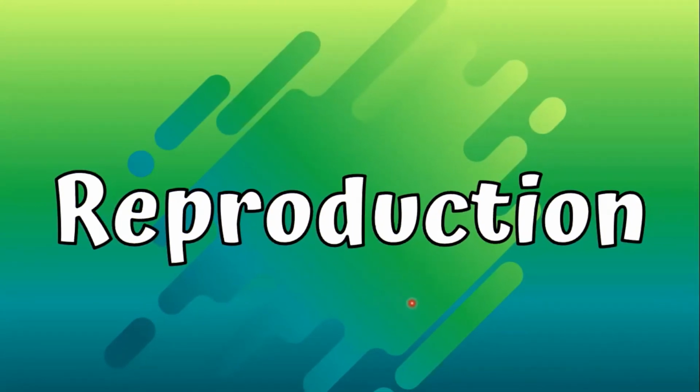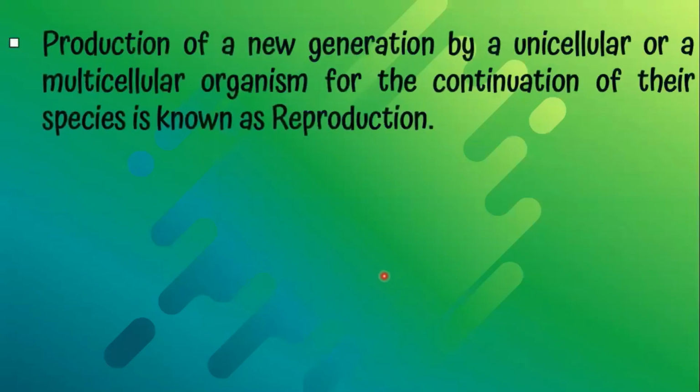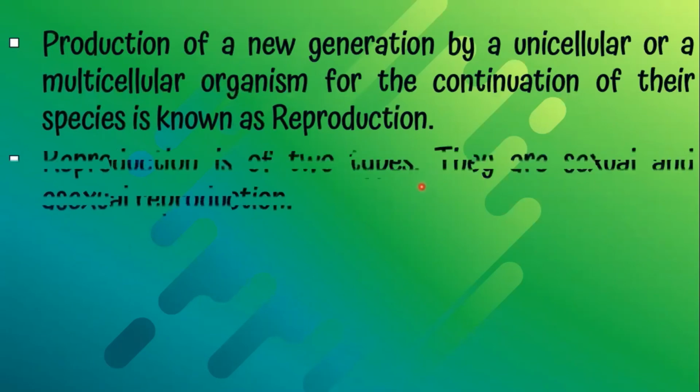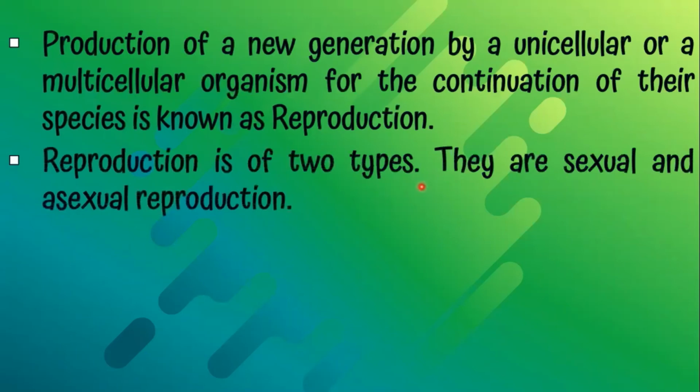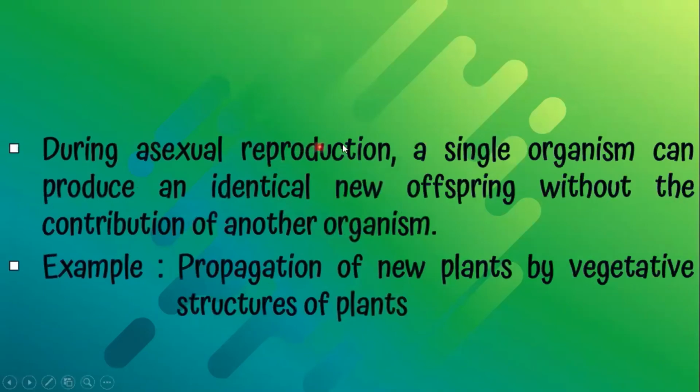And let's talk about reproduction. Production of a new generation by a unicellular or multicellular organism for the continuation of their species is known as reproduction. Reproduction is of two types, sexual and asexual reproduction. During asexual reproduction, a single organism can produce an identical new offspring without the contribution of another organism. Example, propagation of new plants by vegetative structures of plants.